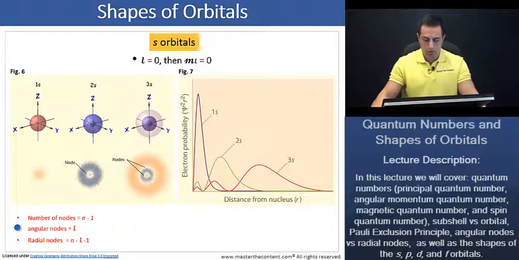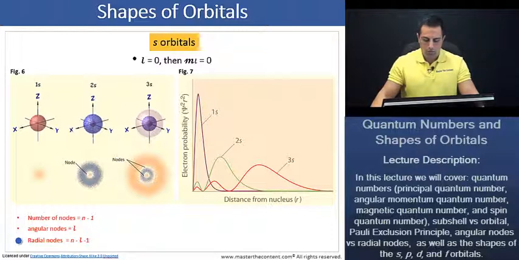Now, there's two types of nodes that we should be familiar with. There's angular nodes and there's radial nodes. Now, an angular node is going to be a flat plane, as we'll see in the next slide, and it's given by the angular momentum quantum number. And as you see here, because the angular momentum quantum number for an s orbital is 0, there's going to be no angular nodes present for the s orbitals.